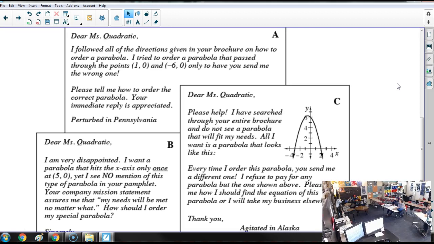Alright, show me this icon so I can actually read. Did you read the complaint? It says I ordered a parabola and passed an x-intercept. You need to give another x-intercept. We sent you the wrong one because you didn't specify the y-intercept.